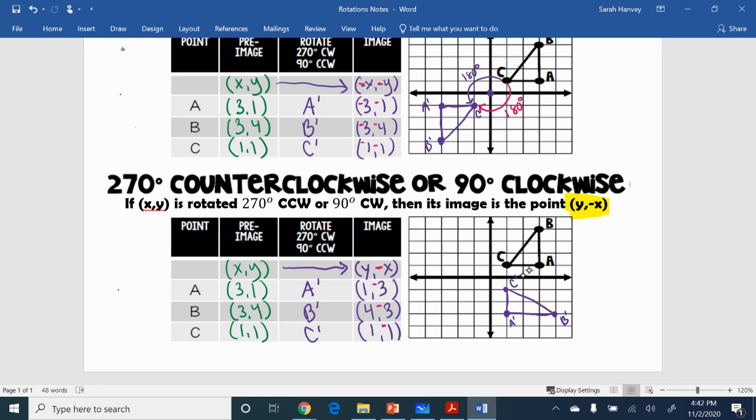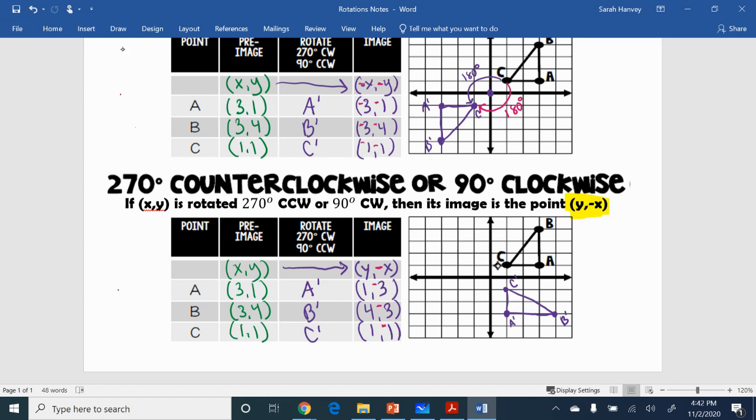Notice how when we do rotations, it doesn't change the shape or the size. All of these lengths are the same. You'll see here from A to B, it's 1, 2, 3. From A to B, it's still 1, 2, 3. The lengths are the same. The angles are the same. So this is a rigid transformation. So just to review that.